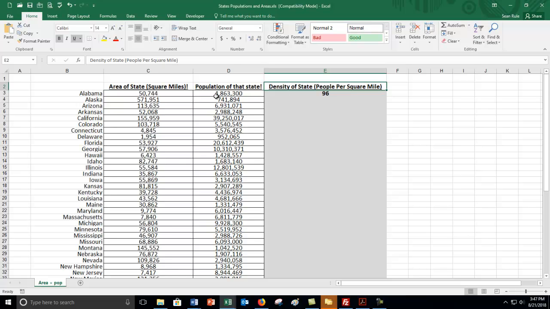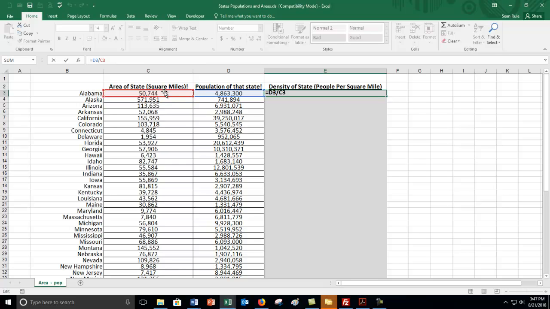I'm going to show you one way of doing this here. In this little cell over here, cell E3, I put a little mathematical formula. It says equals D3 divided by C3. When I click on the formula, you can see it highlights that blue cell and that red cell. So it's taking the population and dividing it by the area. Think about the units: population over area. Population is the number of people, and area is in square miles.